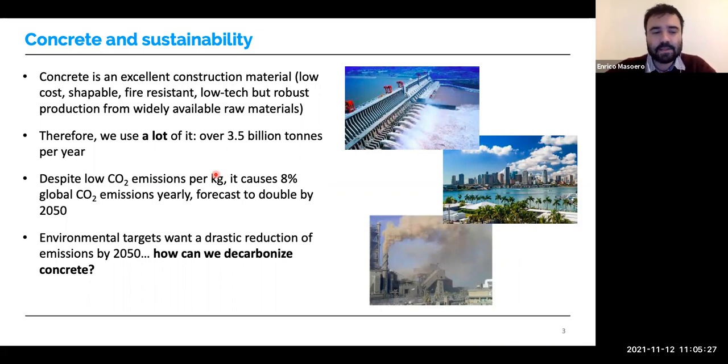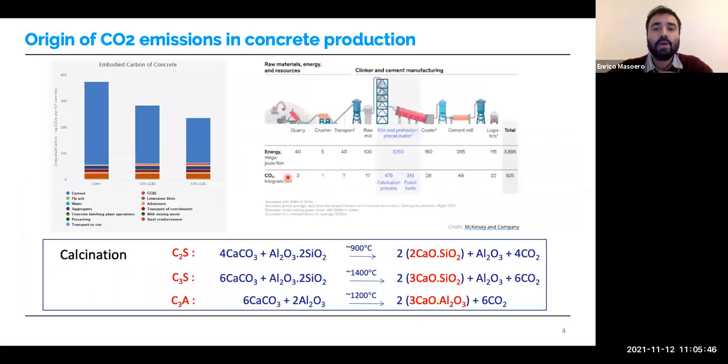This is against all the environmental targets that we have been casting for 2050, or you might have heard about COP26. All these plans and roadmaps that are trying to decarbonize our society will have to face at some point the fact that concrete production is a big chunk of it and is growing. So what can we do to reduce the CO2 impact of concrete production?